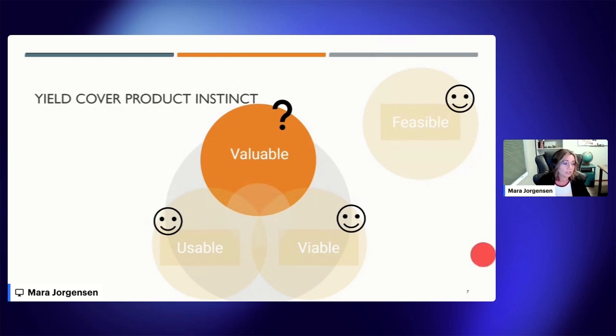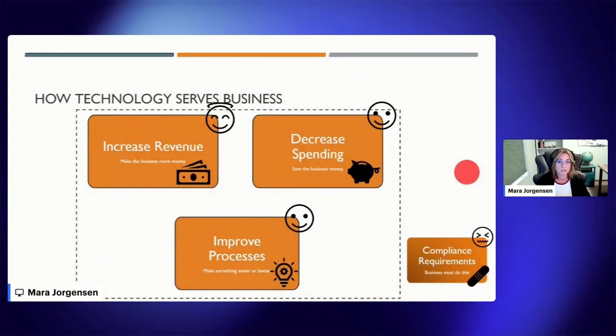We're going to bring up actually another document that I frequently use to chat about this with some of my clients. Bear with me for just a moment here. And this is how technology actually serves business. Okay. And the problem with a product like Yield Cover, let me share my screen again here, is that Yield Cover is more of a compliance tool.